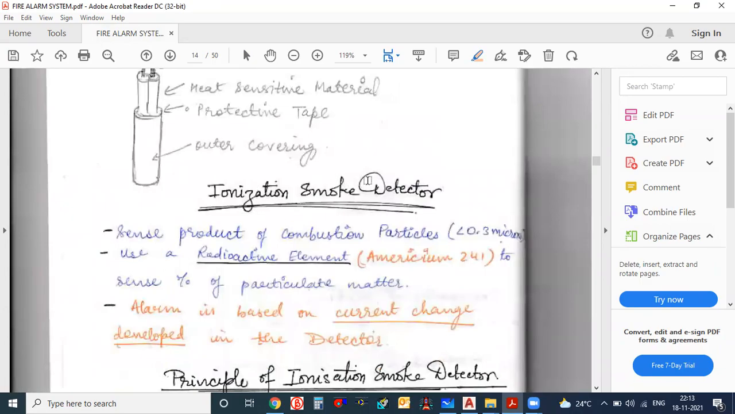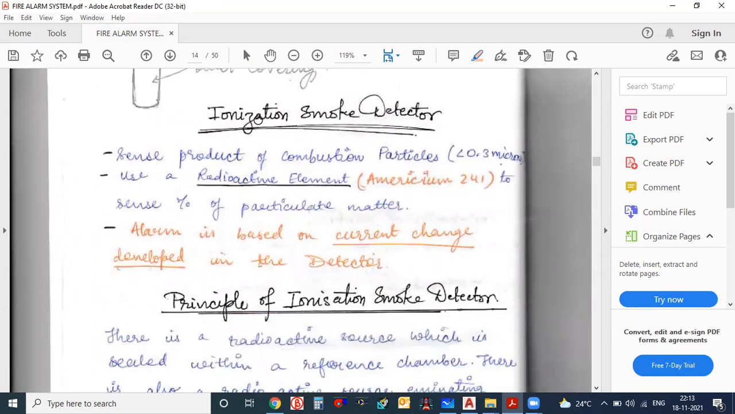One type is the ionization smoke detector. What is the meaning of ionization smoke detector? It senses a product of combustion particles. Whenever you are doing micron-level projects like clean rooms, where microns are a very important thing, for example a pharmaceutical company where you have very minute particles, for those particular places ionization smoke detectors are very helpful.